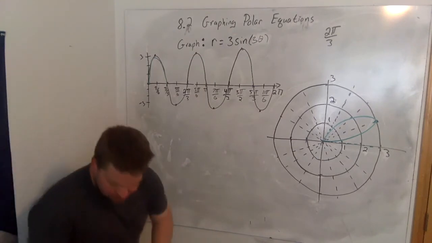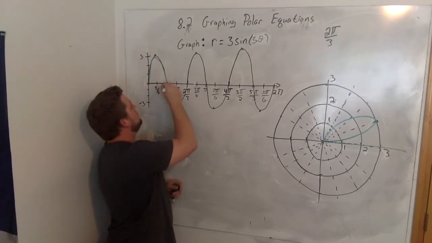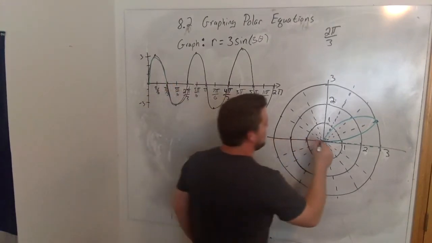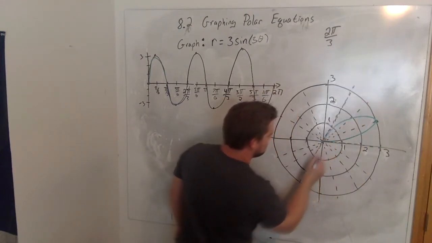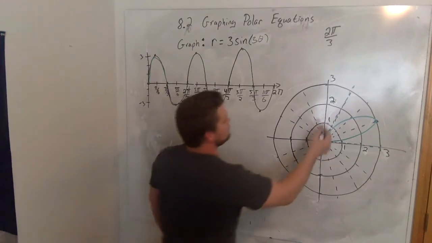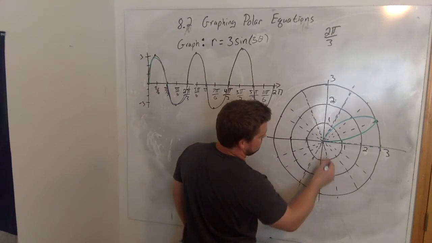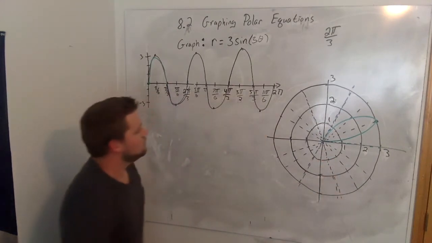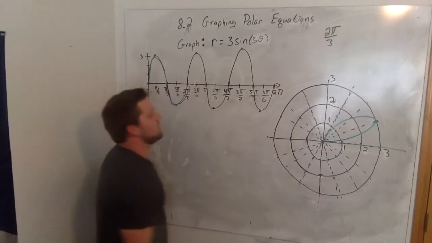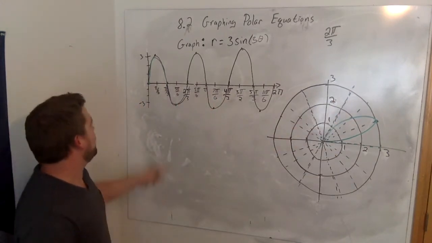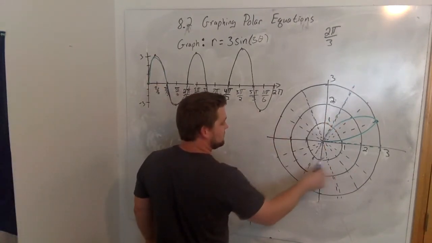Now between pi over 3 and 2 pi over 3, so here's 2 pi over 3, we should be getting another leaf. So when we're between here and here, we should be getting another leaf. Well, the radius is negative, so the leaf isn't going to live here. The leaf is going to live down here.